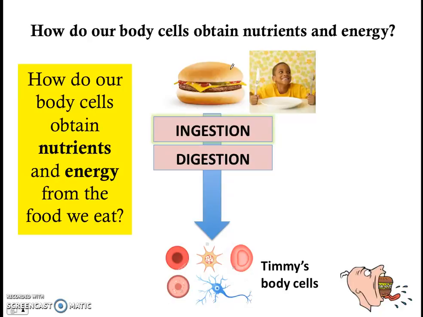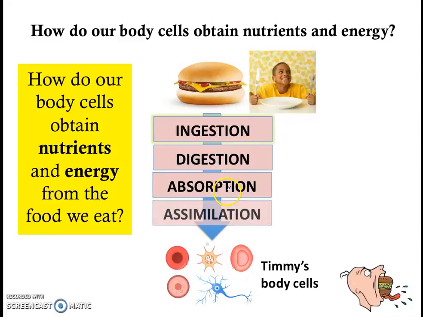And the next stage is actually absorbing those nutrients. So we call that absorption. And finally, it is making use of those nutrients. The body cells making use of those nutrients, which we call assimilation. Okay, so make sure you know these 4 stages and make sure you learn how to spell it, right? Especially assimilation. This one always gets students.